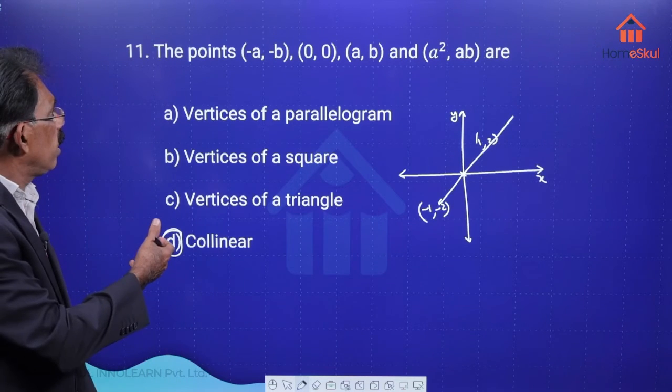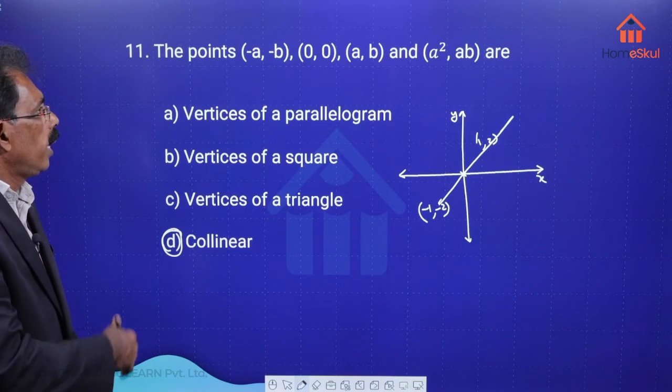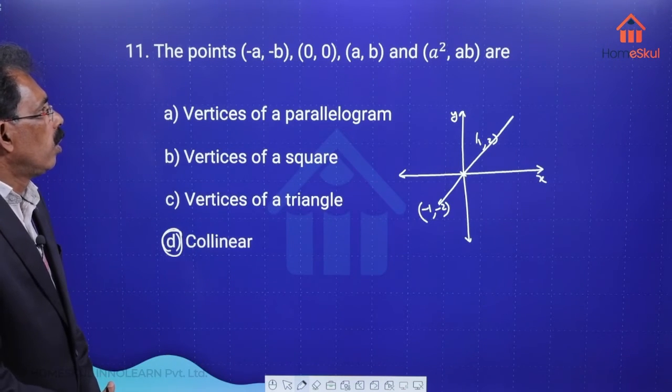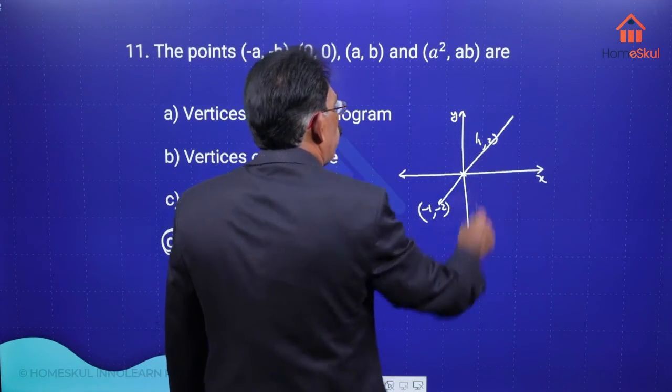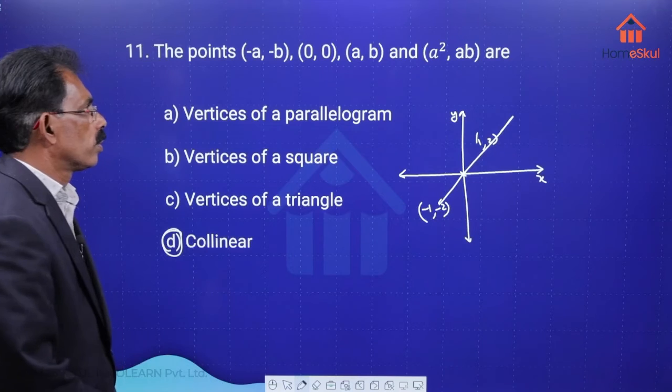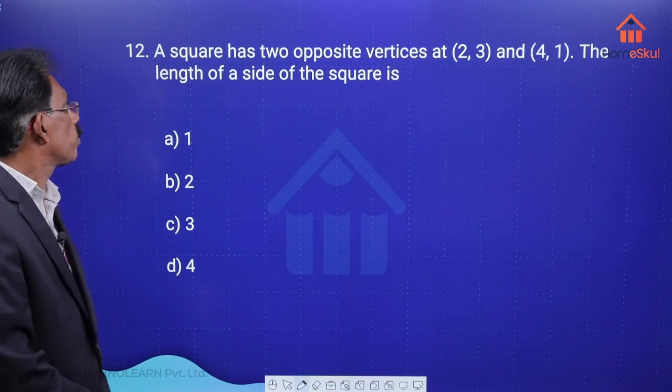I just replaced a with 1 and b with 2. So a square is 1 and ab is 2, giving the point (1, 2). Same one. Okay, go to the next question.